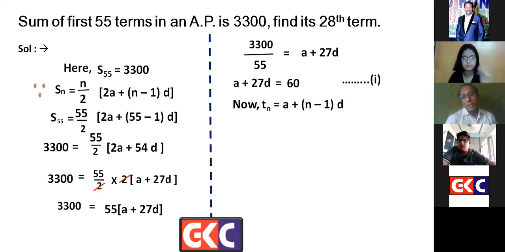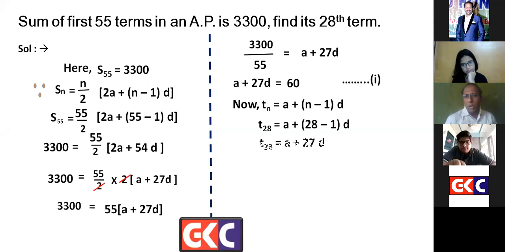Here, what will n be? Will it be 55? No. What will it be? 28. Why? Because they want me to find the 28th term. So T28 is equal to A plus 28 minus 1 D. Now 28 minus 1 D can be solved as A plus 27D.